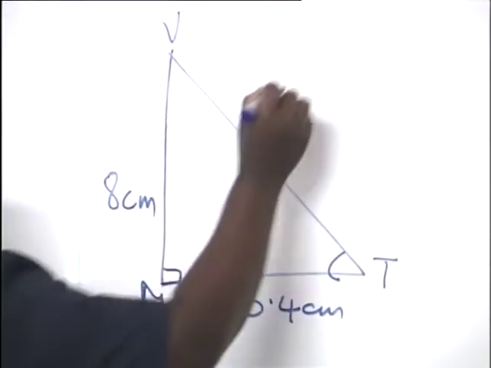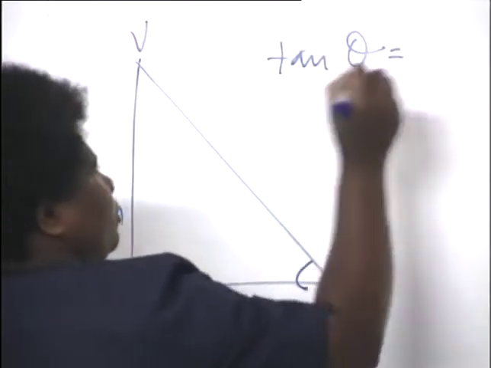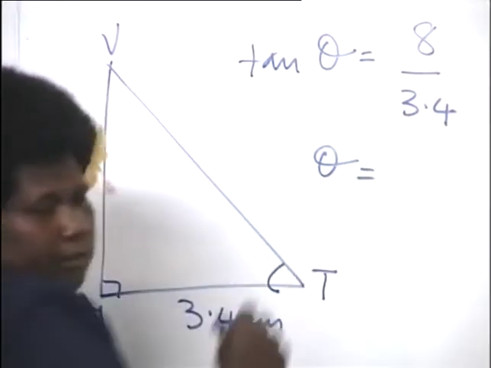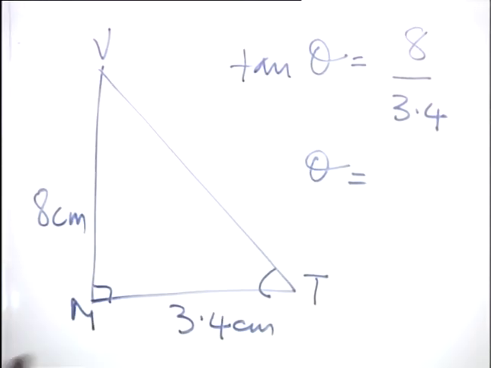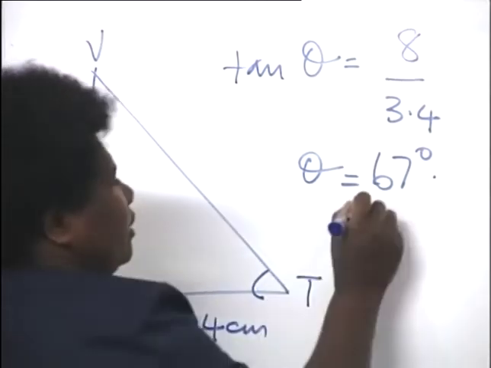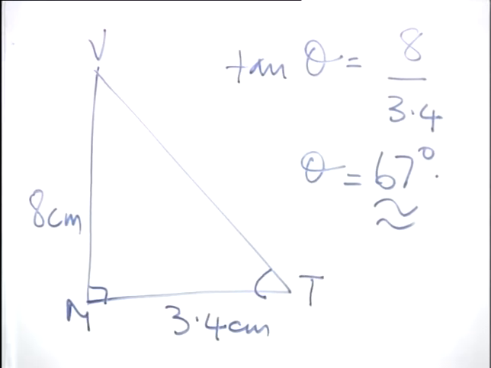So this is easy. Tan of the angle that we want is equal to 8 over 3.4. So theta is equal to 67 degrees to the nearest whole number. Okay. See, it's not that hard.